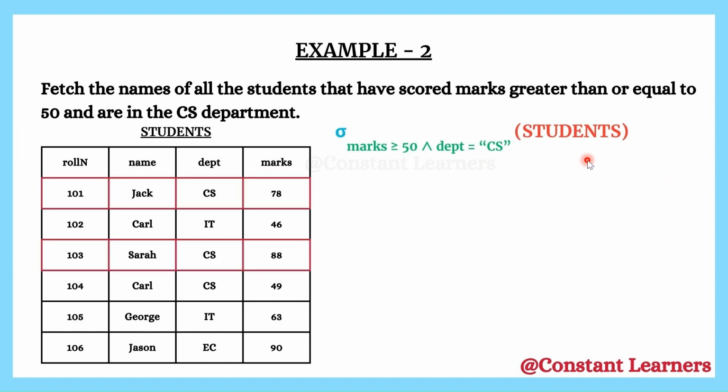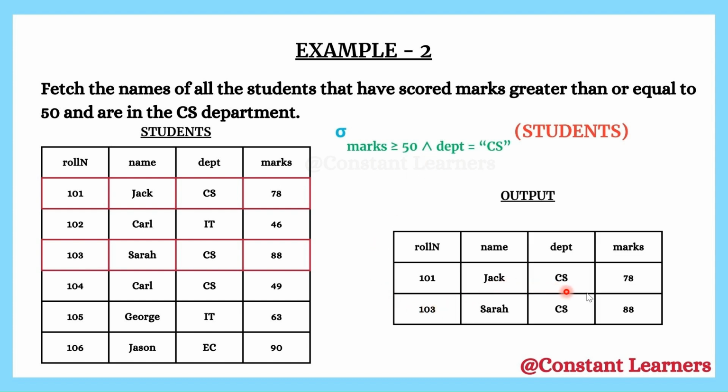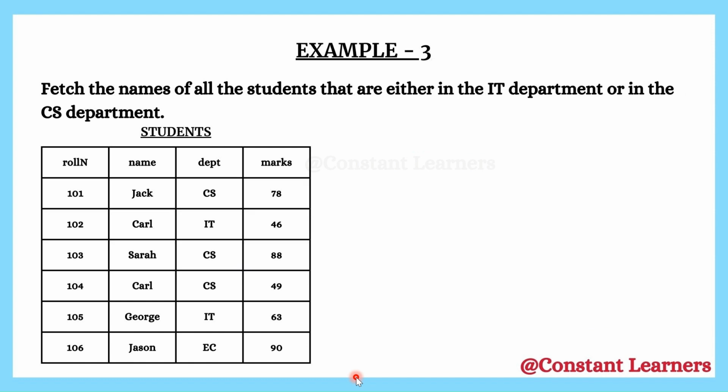Now the output will contain all of these two rows, because in both of these rows, both of these conditions are getting satisfied. When we have and, it is important that both the conditions should be true. All right. And we can have as many conditions as we like. So the output has Jack CS 78, Sarah CS 88. And the output has all the attributes that are present in the original table. Let's look at another example.